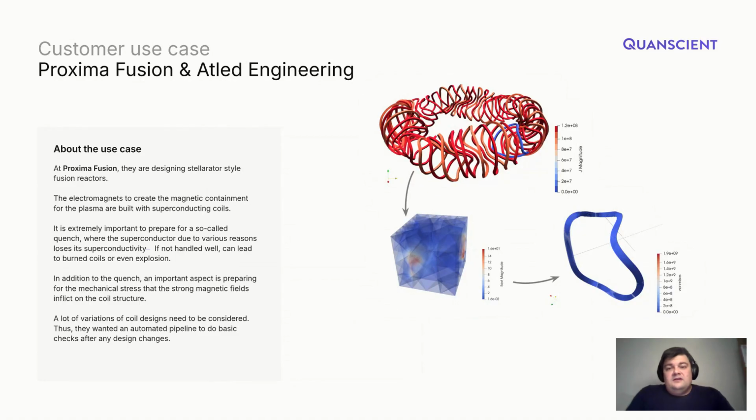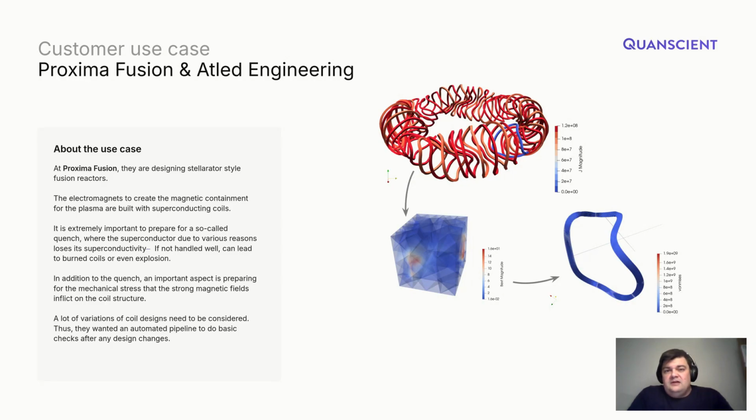Then let's go to a customer case, which is basically the automated pipeline. We are working with Proxima Fusion, who in turn are working with Atled Engineering. Proxima Fusion is designing accelerator-style fusion power plants, making the energy transformation in the future. What they need is to simulate powerful electromagnets that are based on superconductors.